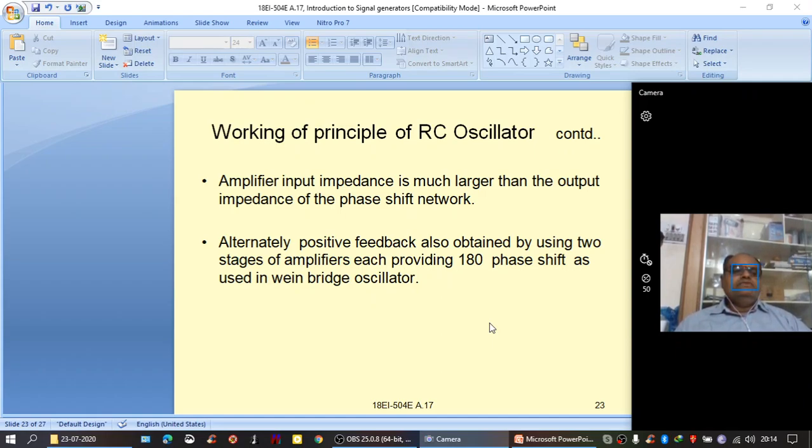One is in RC phase shift oscillators. Using RC elements in the feedback path, we will get 180 degrees phase shift. Whereas in case of Wien-Bridge oscillator, two amplifiers, each producing 180 degrees phase shift, are used to produce a 360 degrees phase shift.